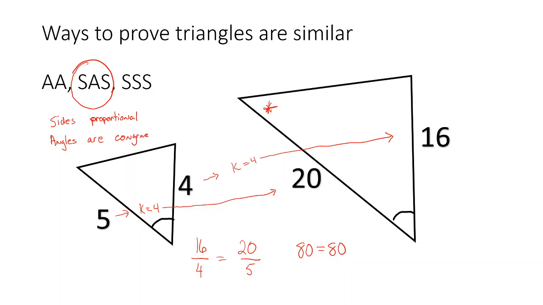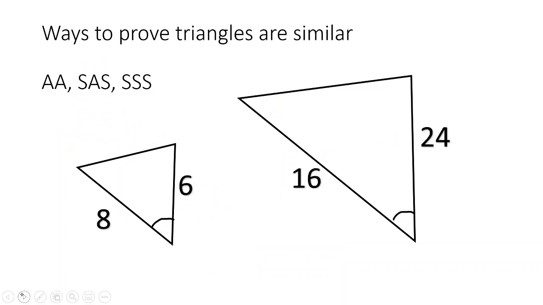That means that you're going to have a similar k factor between the image and the pre-image. But if this angle is 30 degrees, this one must also be 30 degrees, because according to last chapter, in a dilation, angle measure is preserved. Okay?